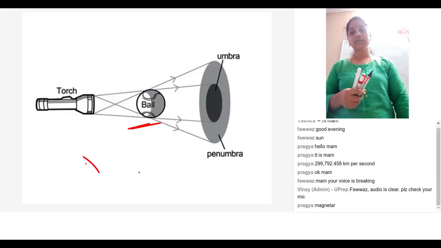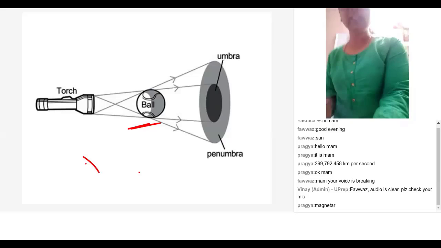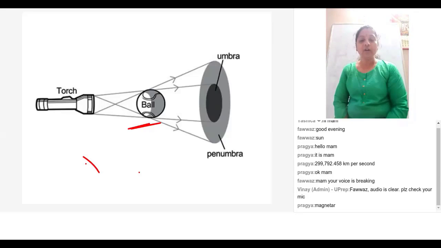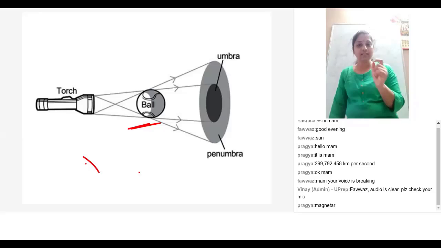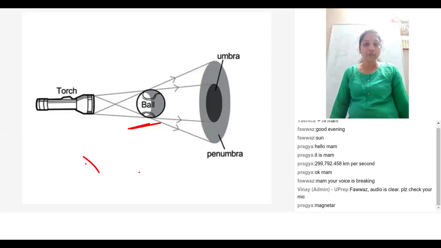Exactly. Okay. So let us recollect once again the characteristics of a shadow when point source of light is used. The shadow formed by the opaque object will have only umbra region. And the shape of the shadow is same as shape of the object. Also, shadow will always, in any case, be bigger than the object. These are the three characteristics of a shadow.